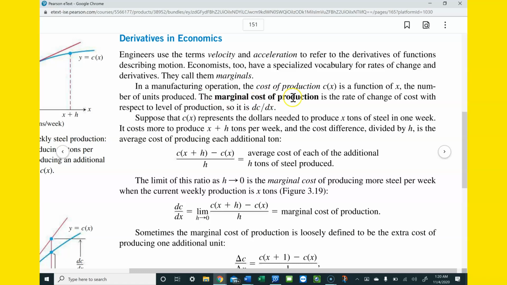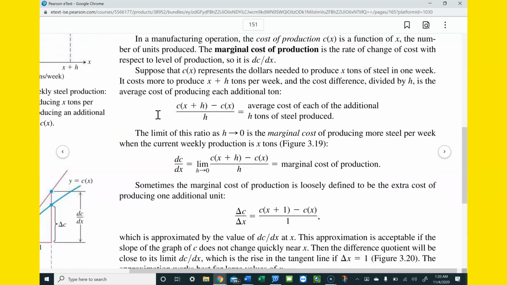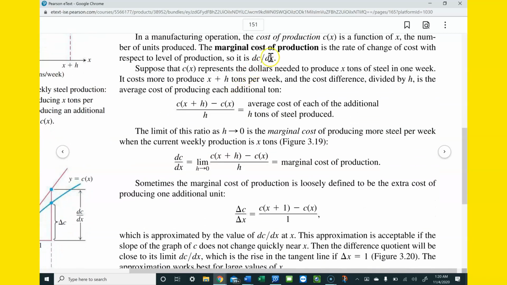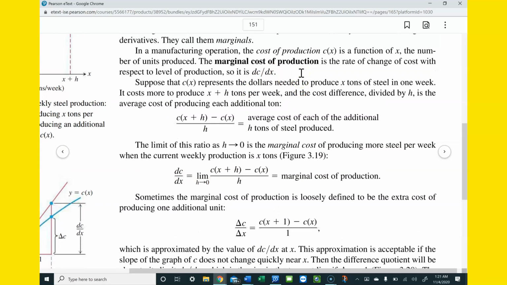The marginal cost of production is the rate of change of cost with respect to the level of production. So dC/dx. All right. So that's going to be finding for us the rate of change of production with respect to just a small change in the number of units produced.